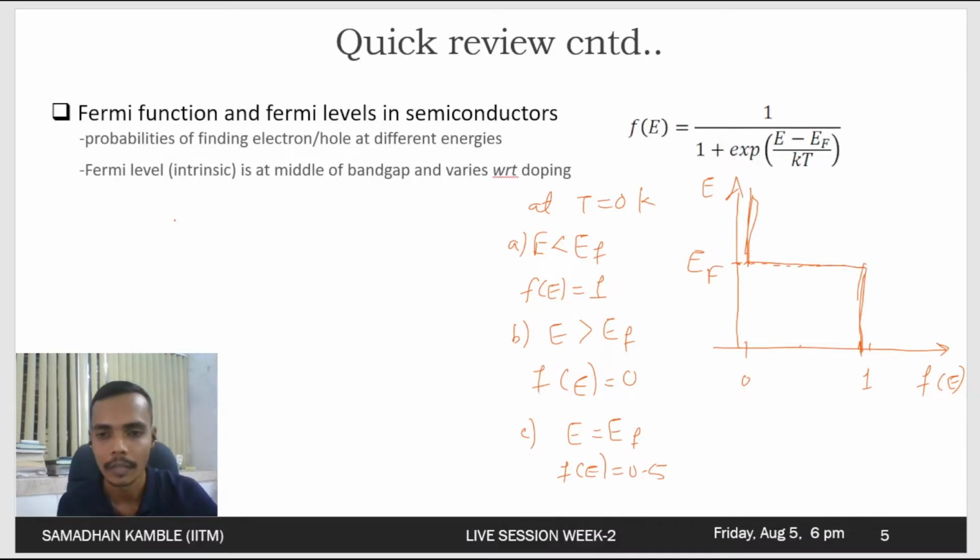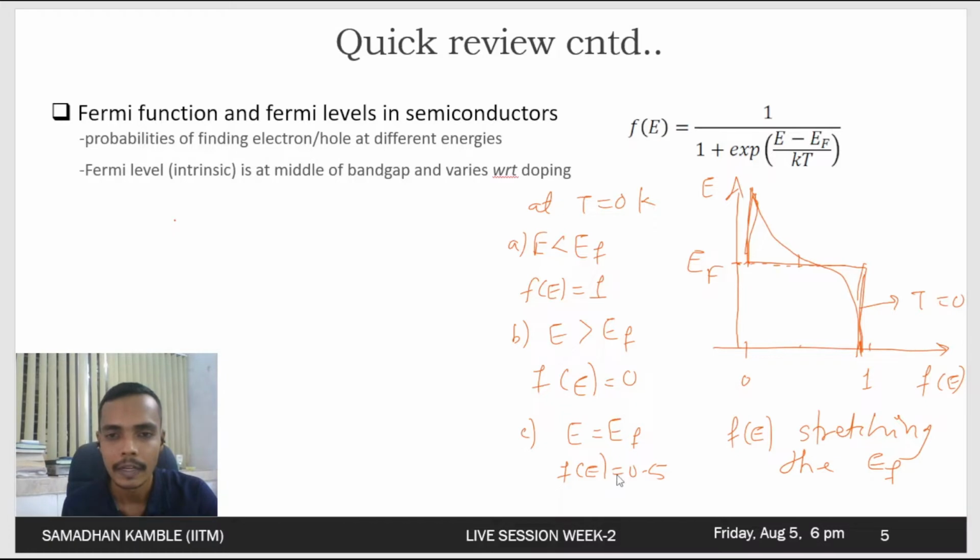Okay, so this is all at temperature T equal to 0 Kelvin. But when we increase the temperature, this particular curve becomes somewhat like this. So the f of E is actually stretching. And from this particular relation, we can also define our Fermi energy, that is EF. EF is the energy where the Fermi function is 0.5, and it is independent of temperature. So as we increase the temperature beyond 0, we see that the Fermi function stretches around EF.